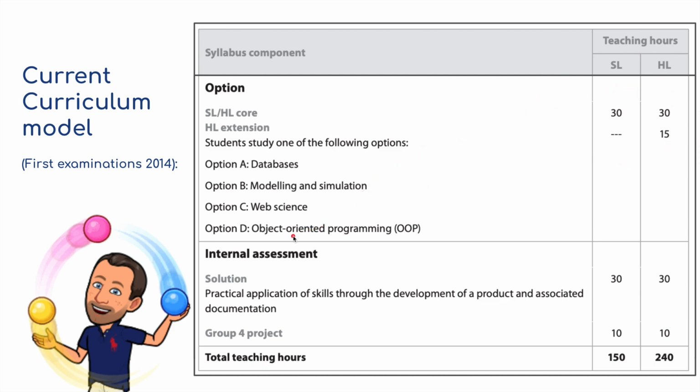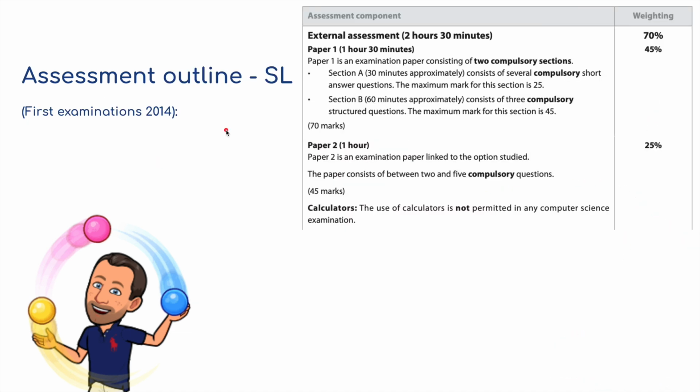There is an internal assessment for both standard level and higher level. Okay, and a group four project, and that's 10 hours there. So total teaching hours for standard level would be 150. Total teaching hours for higher level would be 240. So that's the current model, but here we go.